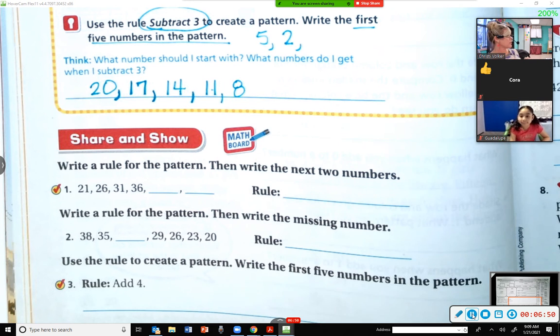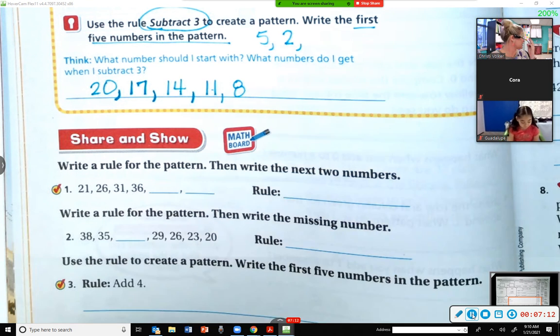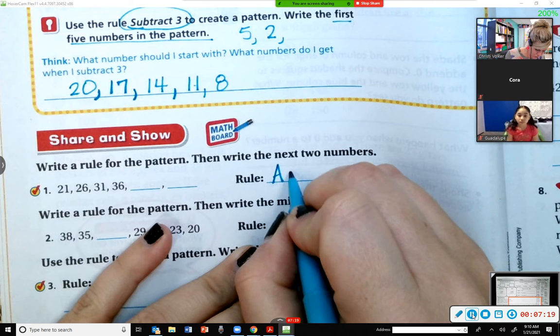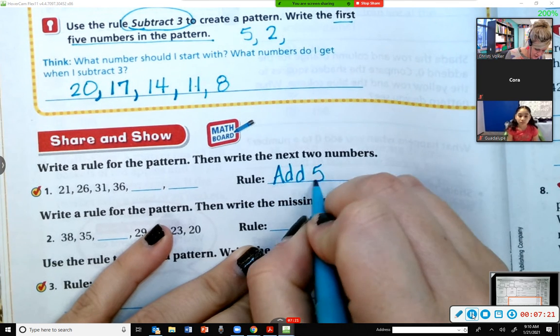So who can tell me what the rule was for this one? 5. Kelsey? We can't just say 5, Kaylee. I heard you say 5, but we got to make sure we say something with it. Kelsey, what were you going to say? 46. 46 isn't a rule, though. That might be a number. Aaliyah? Add 5. Okay, so the rule has to be not just a number.